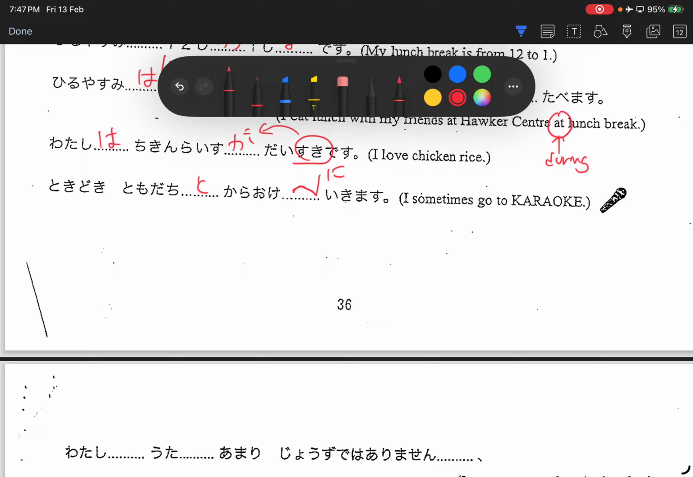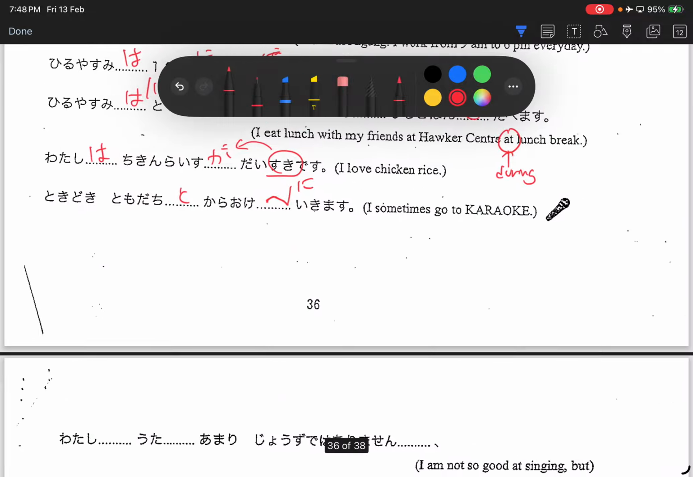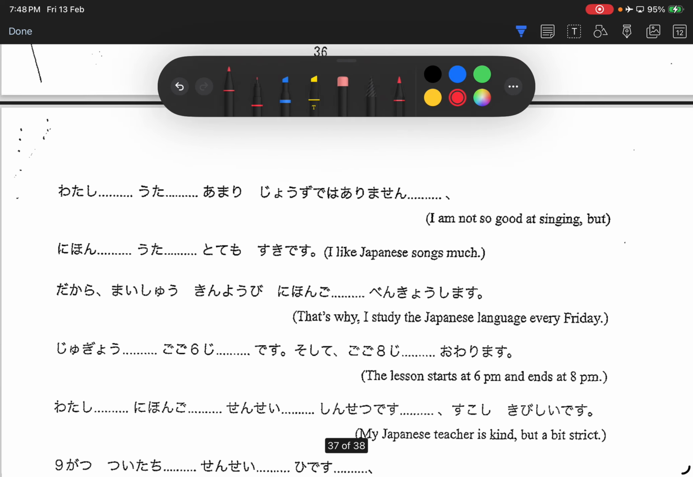But we will learn why ni is possible only in E2. Ni has another meaning, which means for the purpose of. We will learn this in E2. So for the purpose of karaoke, I go. That's why ni is acceptable here, not because it is a position marker. It's because E2 will teach a new meaning of ni. But for now, for your lesson E1, e is the best one.